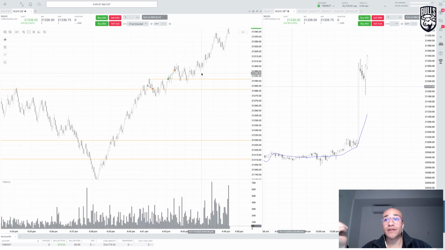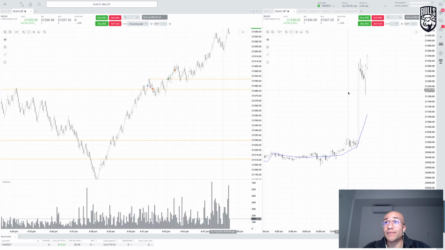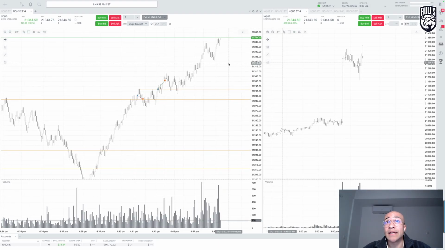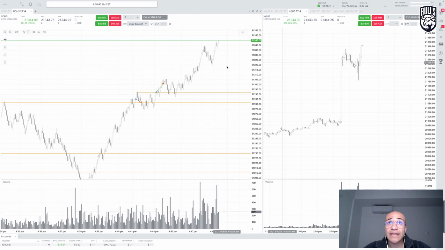First of all, you obviously need to be able to identify the trend, but here the trend is pretty clear. If you just look at the 15-minute chart here, it's pretty clear what the trend is. Pretty strong trend to the upside. Can you short though? Yes, absolutely.